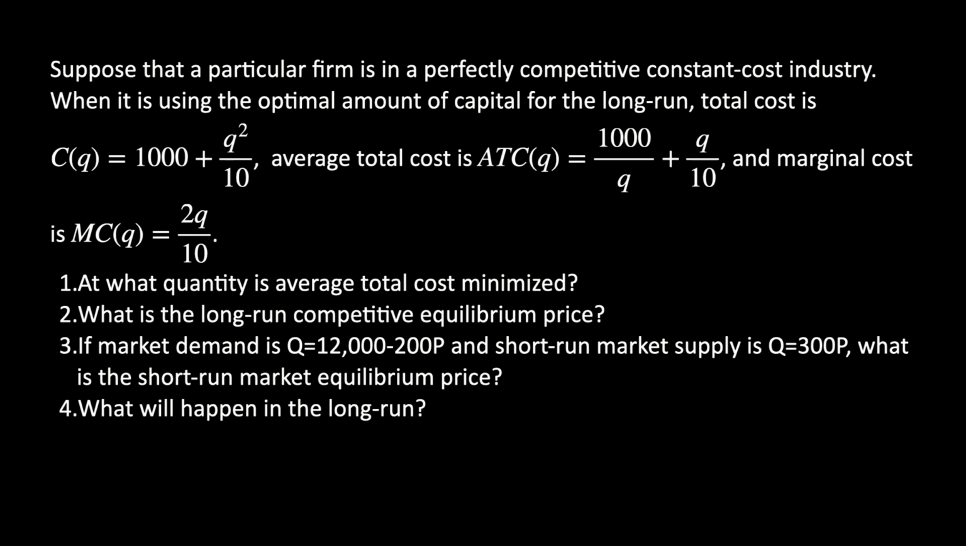This means firms in the industry are doing better than their next best alternative. This positive economic profit will attract entry. This entry in the long run will drive price down until it equals $20.